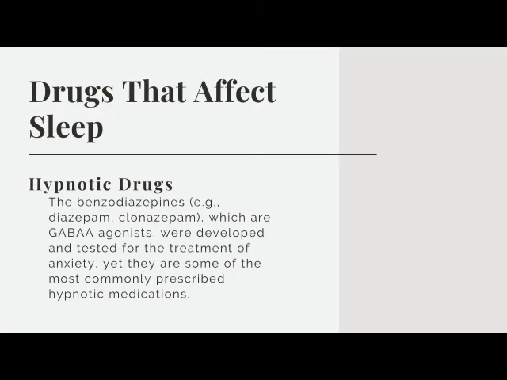Drugs that affect sleep. Most drugs that influence sleep fall into two different classes. Hypnotic drugs are drugs that increase sleep. Anti-hypnotic drugs are drugs that reduce sleep. Hypnotic drugs. The benzodiazepines, for example diazepam and clonazepam, which are GABA agonists, were developed and tested for the treatment of anxiety. Yet, they are some of the most commonly prescribed hypnotic medications.